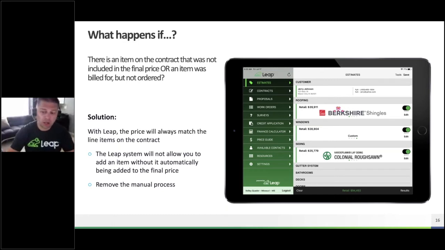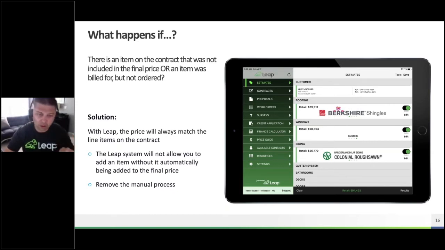So then you would know how the rep got to the price that they either left the customer at or sold the job at. So, basically just make sure that everything that the rep discussed in the house is exactly what gets printed on the contract.